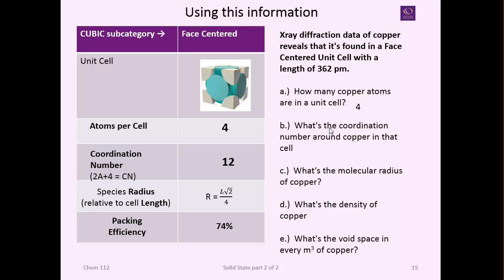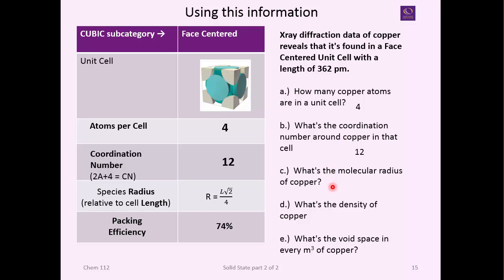Well, the first one's easy. Because of the fact that it's a face-centered unit cell, there are 4 atoms in every unit cell. What's the coordination number around copper in that cell? That's 12. So for every copper, there's 12 coppers around it. And this may be more pertinent for other types of structures if you want to know what it's bound to.